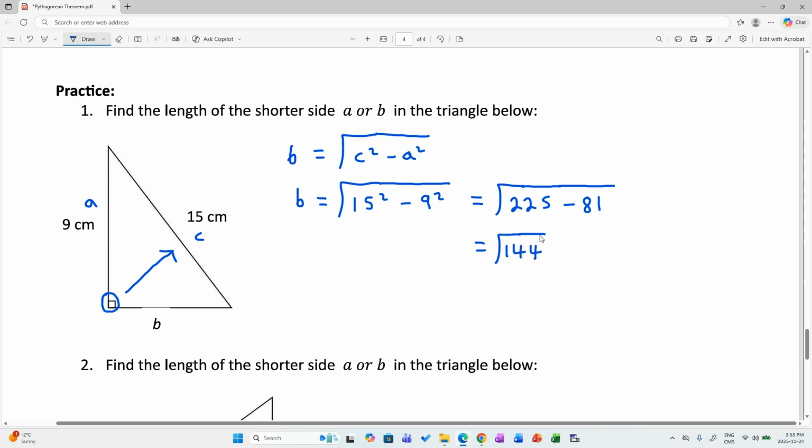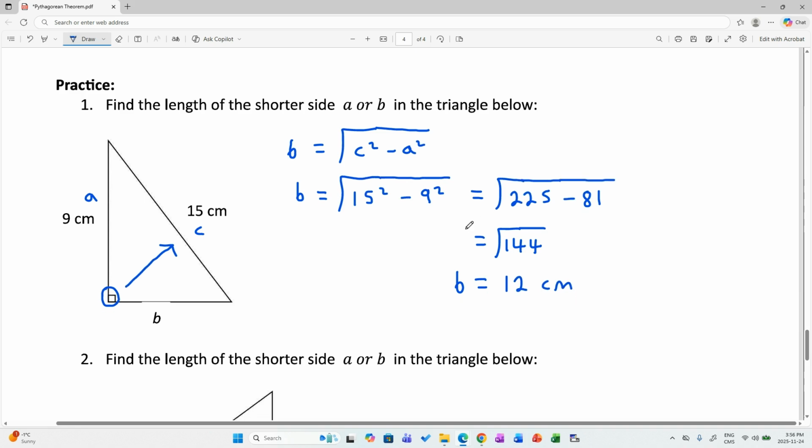And the square root of 144, think of two numbers that can multiply together to get 144. In this case, those two numbers are 12. So the square root of 144 is going to be 12. Hence, B would equal 12 centimeters. Okay, let's do another example.